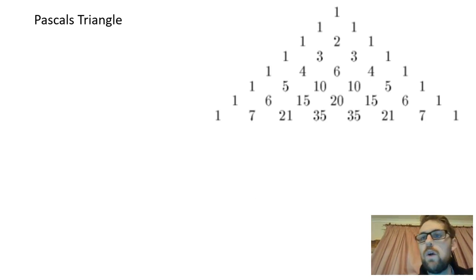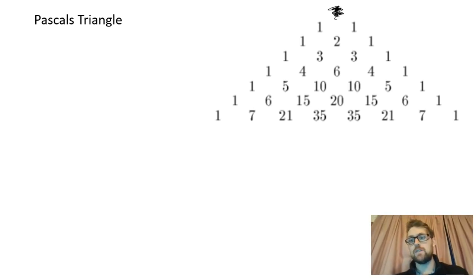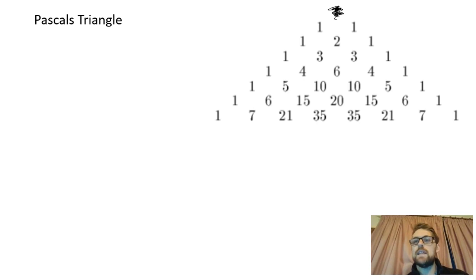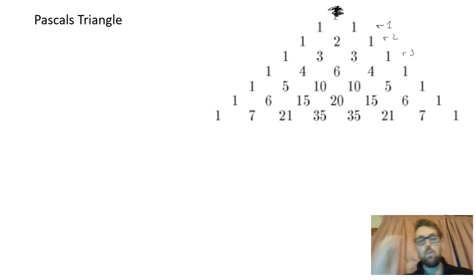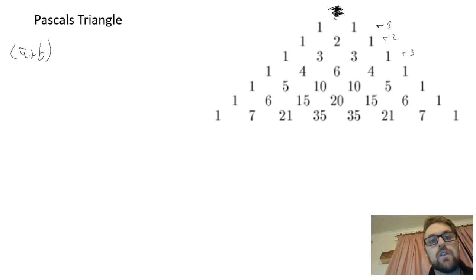Now, what I want to do is I've got up here Pascal's Triangle. Often it's written with a 1 right at the top, but we don't care about that. So what I want to do is label this. This is row 1, R1, row 2, row 3, etc. Now, row 1 corresponds to (a + b) to the power of 1. So row 1 and power of 1.